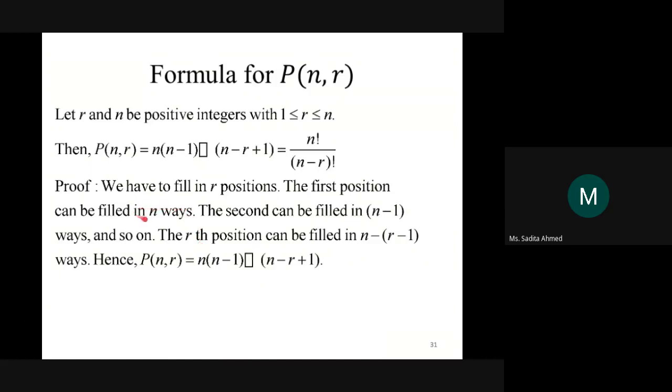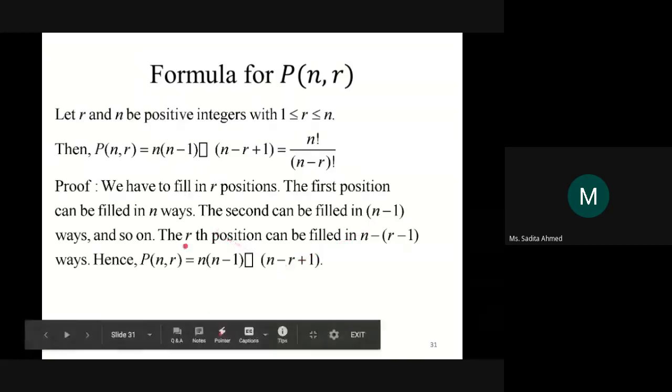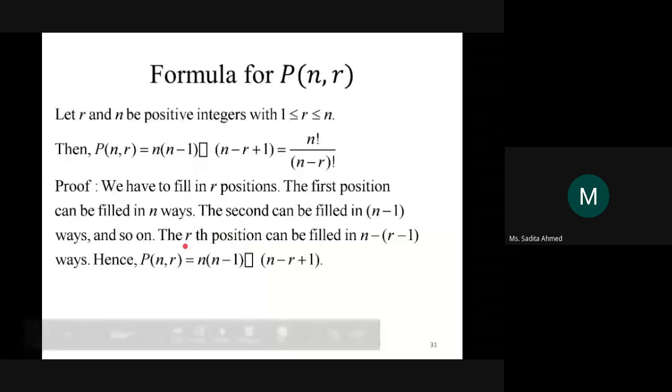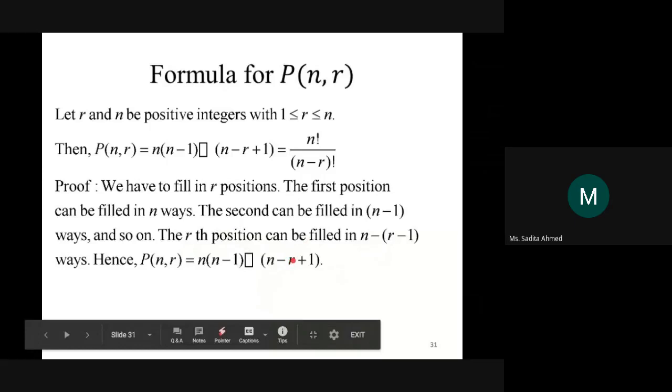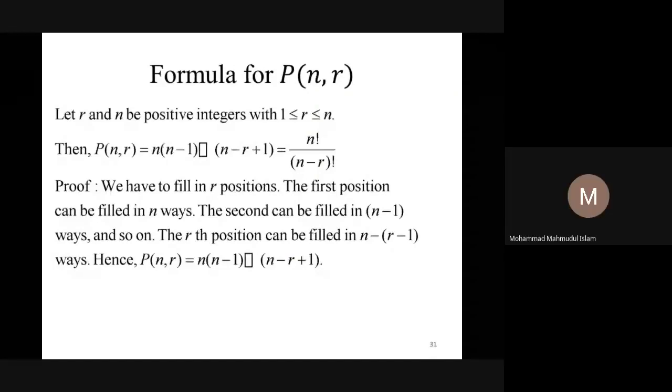For the element in the first position, there are n ways to choose it. That is, there are n ways to do the first task. For the second task, choosing the element in the second position, there are n minus 1 ways. Similarly, there are n minus 2 ways to do the third task, n minus 3 ways to do the fourth task, and so on until the rth task, which is choosing an element for the rth position, and this task can be done in n minus R plus 1 ways. Until this much, is it clear with everyone? Yes, ma'am. All right, very good.